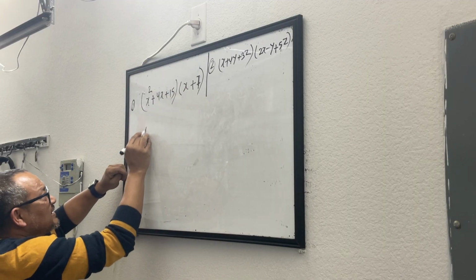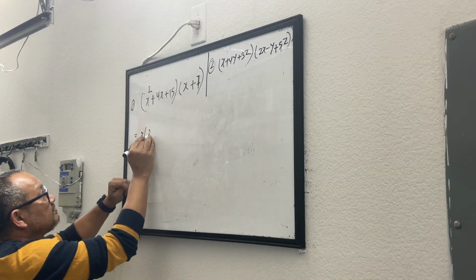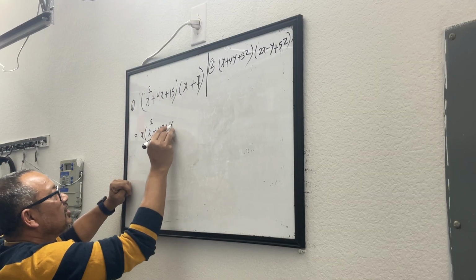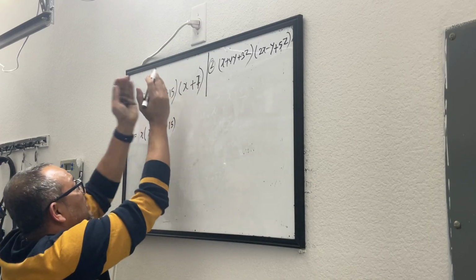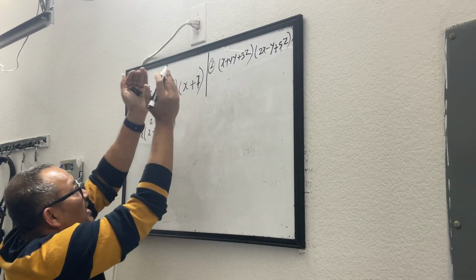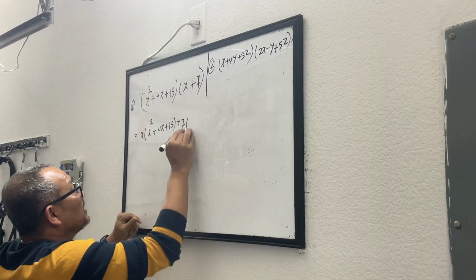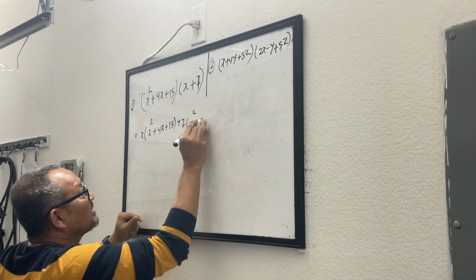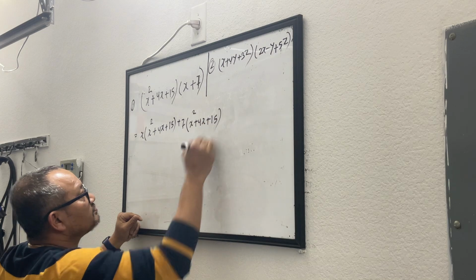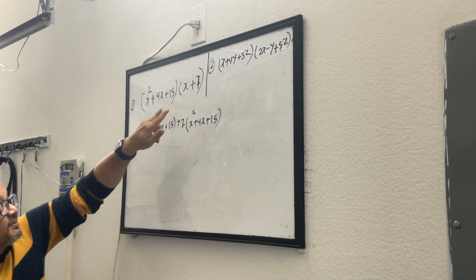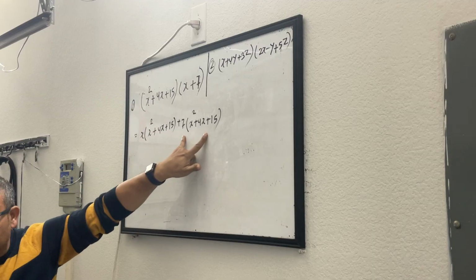So first x with the whole part, x with this piece plus 7 with this whole piece. x squared plus 4x plus 15. Look at this. x times this plus 7 times this. That's what you're seeing here.